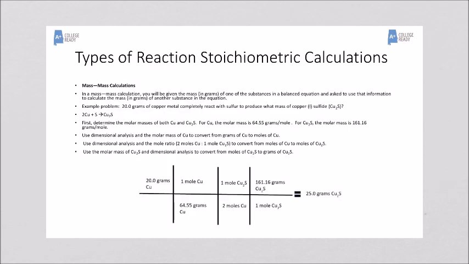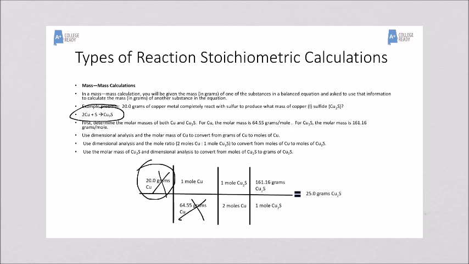All right, next we're going to do a mass calculation. In this kind of problem, we're given the mass of one substance, and we're using that balanced equation to calculate the mass of another substance in the equation. So this time we're working with this particular balanced equation. We're given 20 grams of copper reacting completely with sulfur to produce copper 2 sulfide. So we start with our given. We're first going to use the molar mass of copper to convert from grams of copper to moles of copper. We have to put the grams portion of that conversion factor on the bottom so it'll cancel.